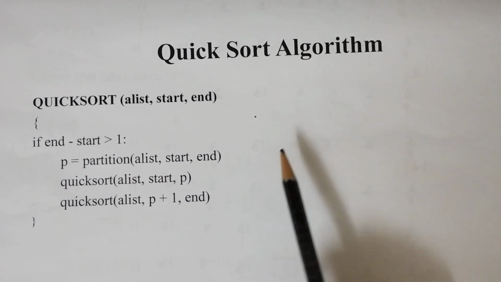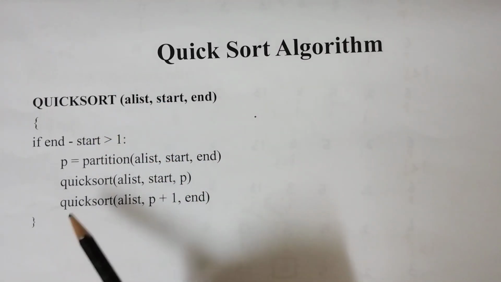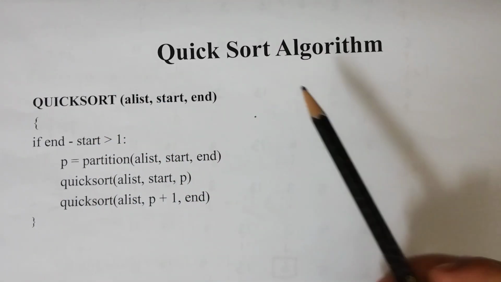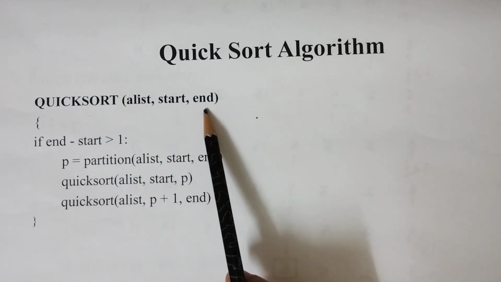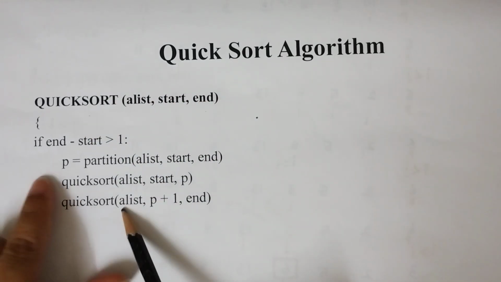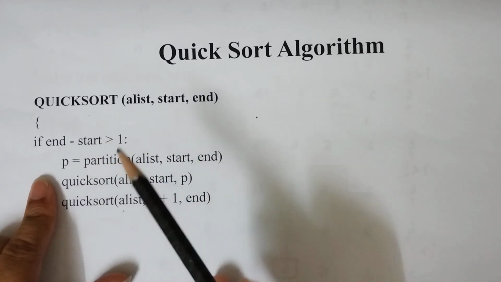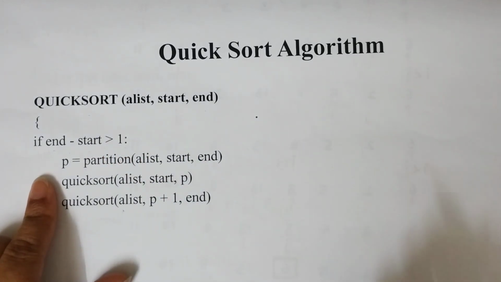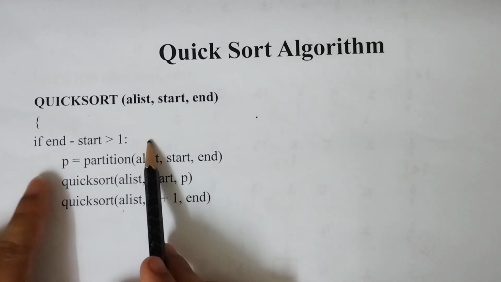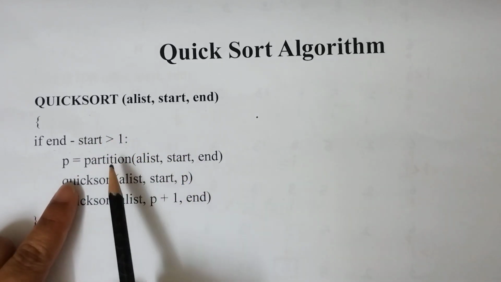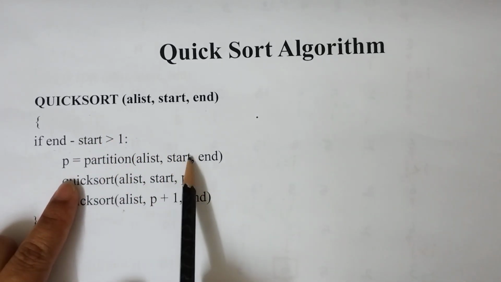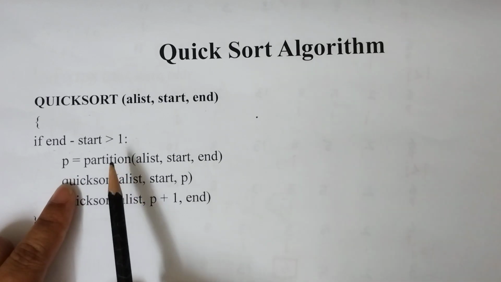So this algorithm also has two functions, that is two methods. The first method is QuickSort. Inside this QuickSort you need to check whether end minus start is greater than 1, that is, if you have more than one element in the array. In that case, you go for partitioning. First you are going to do partition.